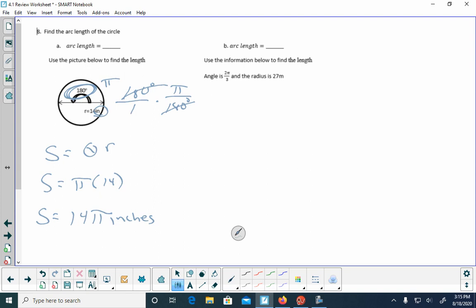The next one is the same thing. This time they're giving me the angle. It's already in radians, so I'm good to go. So I'm going to say S is equal to my angle, 2 pi over 3, times my radius, which is 27. When I multiply that, I do believe I get 18 pi. And my units are meters. Okay, moving on to the next one.